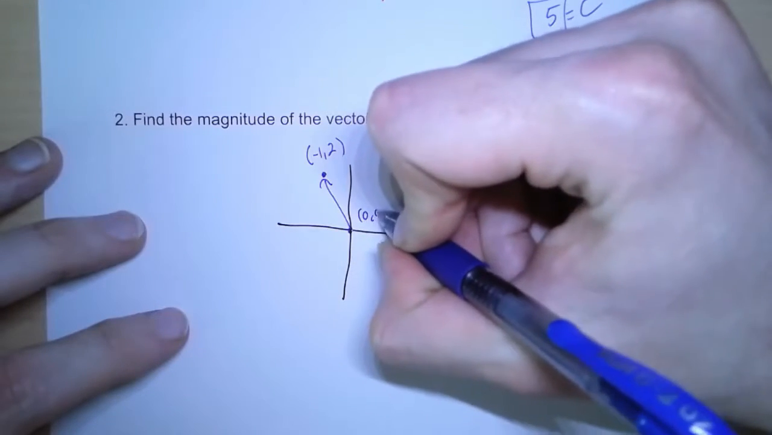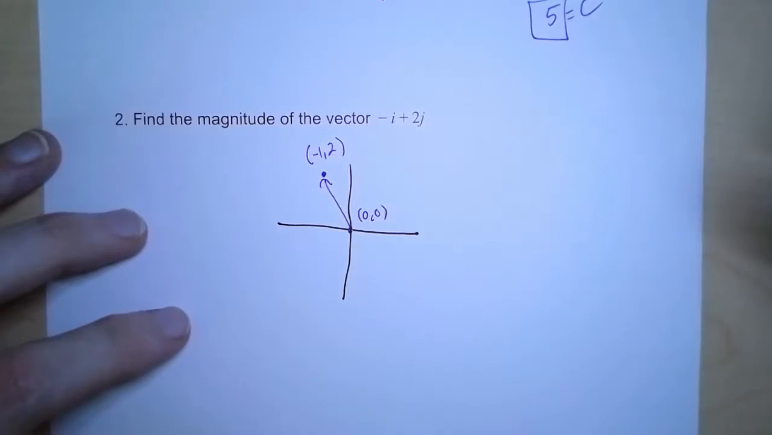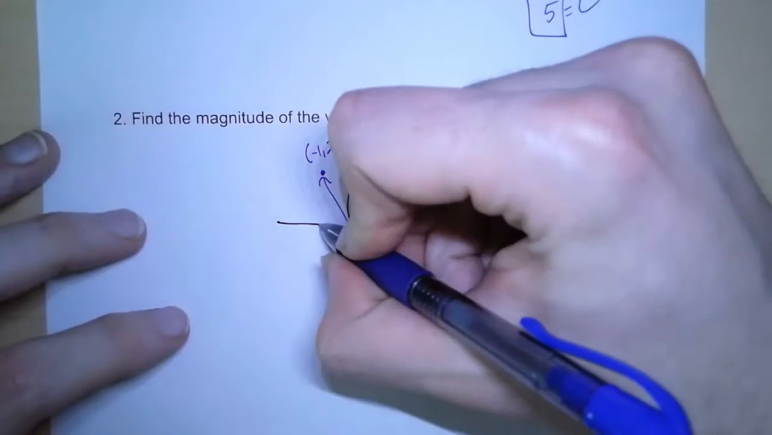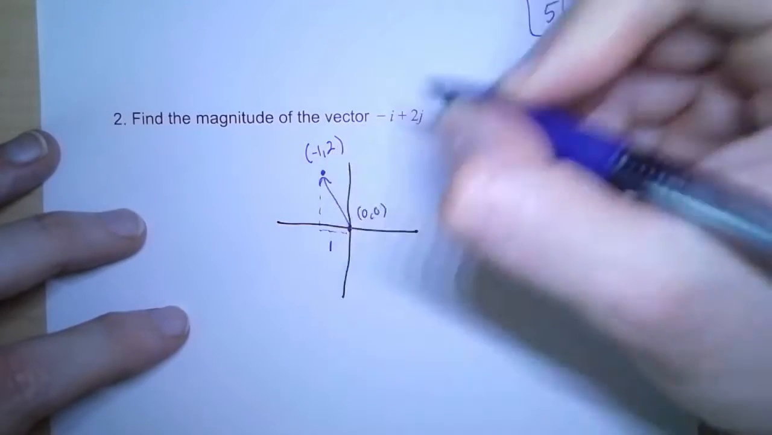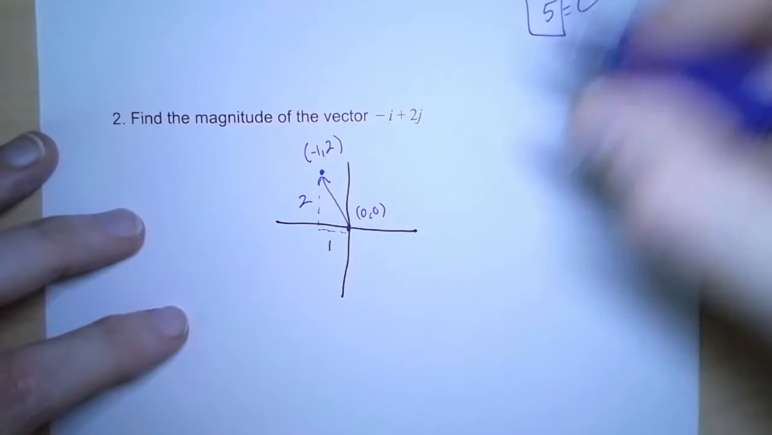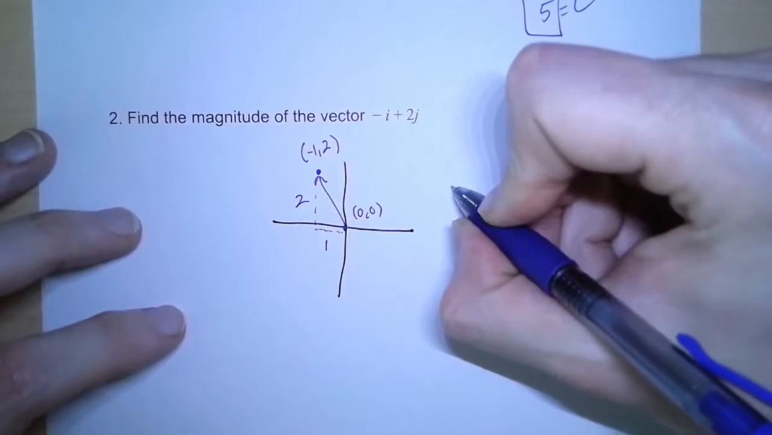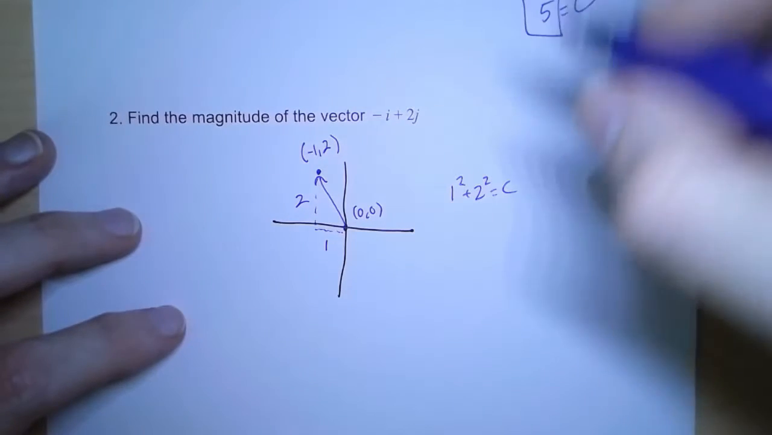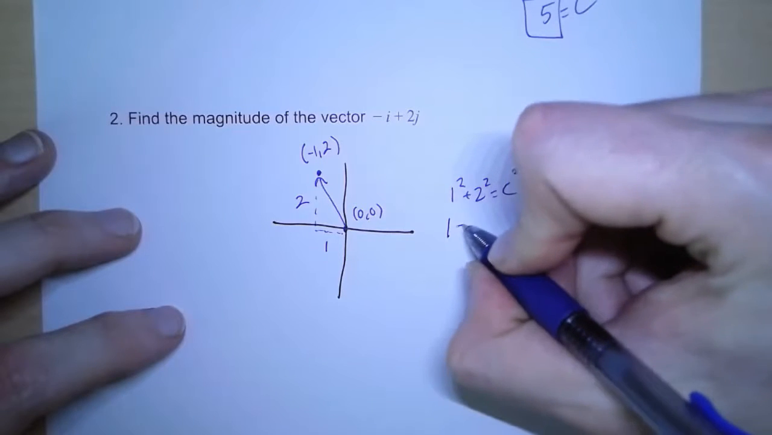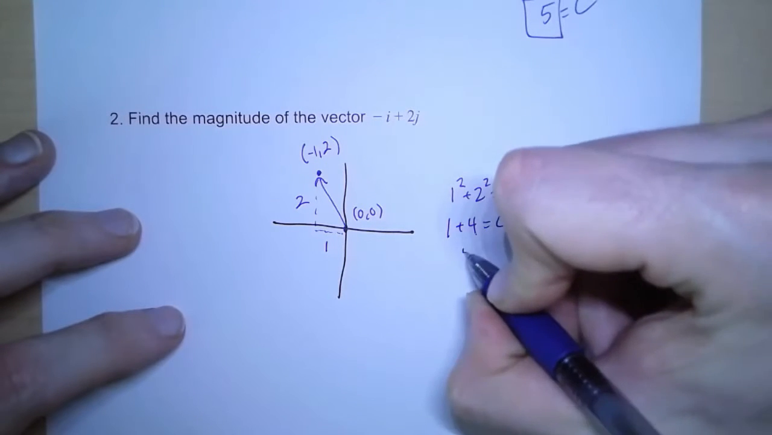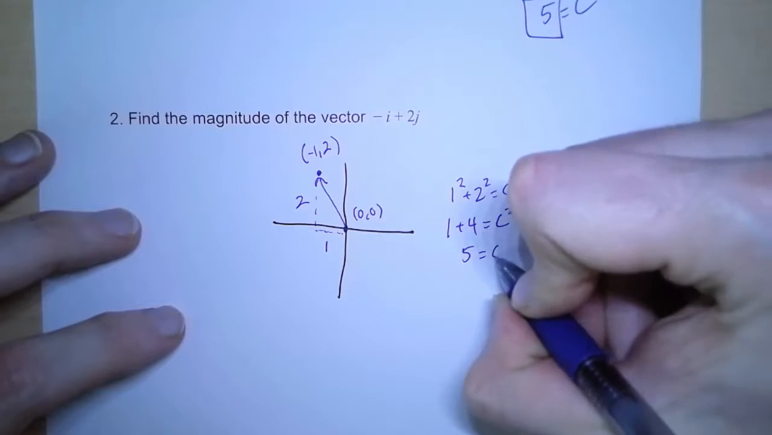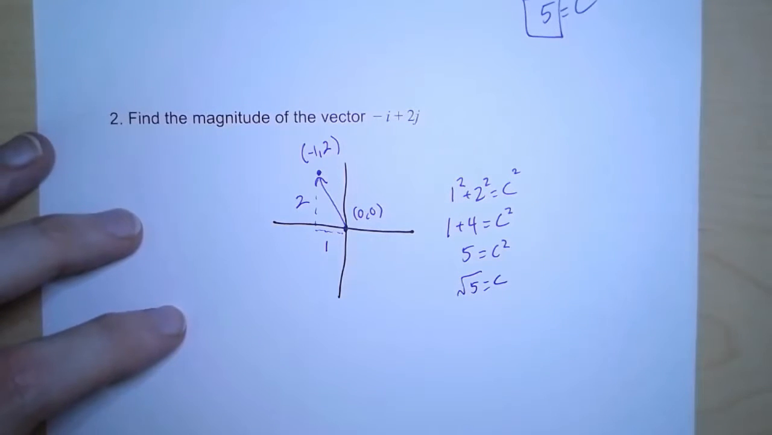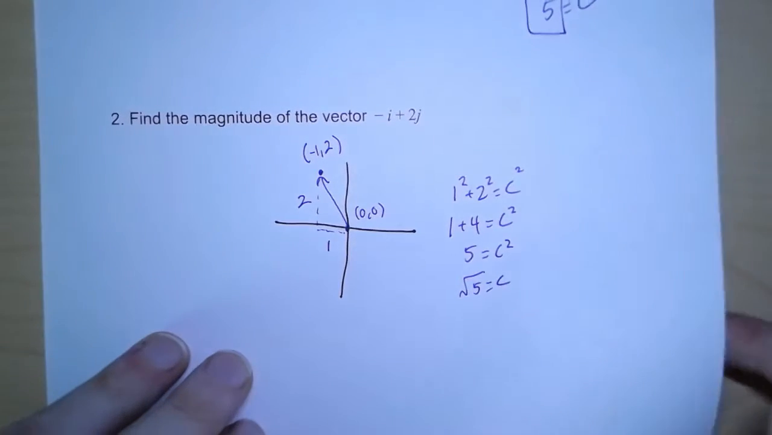All right. So if we want the magnitude, we could think of this and this as sides of a right triangle. This is 1, and that's 2. So again, with the Pythagorean theorem, 1 squared plus 2 squared equals c squared. So 1 plus 4 equals c squared. So 5 equals c squared. So that means the square root of 5 is equal to c. And there's our magnitude.